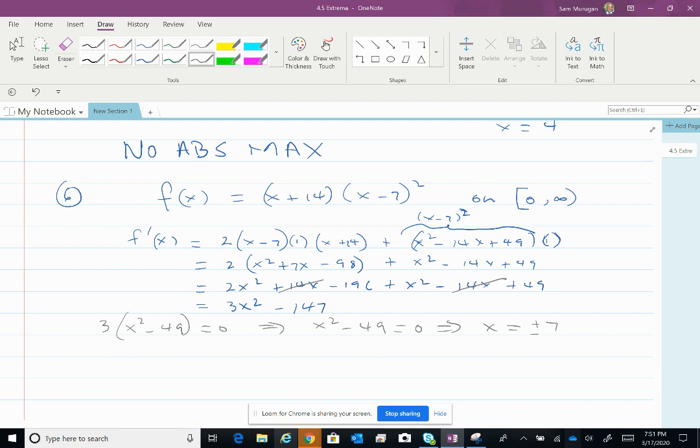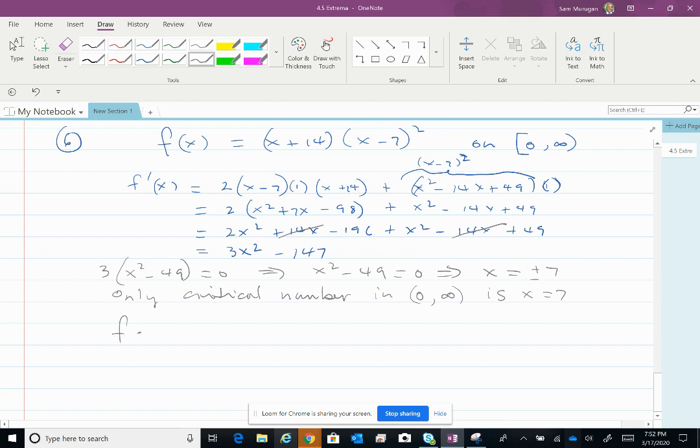Now, we wouldn't consider negative 7 because this goes from 0 to infinity, and only positive 7 is in this. So the only critical number in 0 to infinity is x is equal to 7. So the only two numbers that we need to test are f of 0 and f of 7.